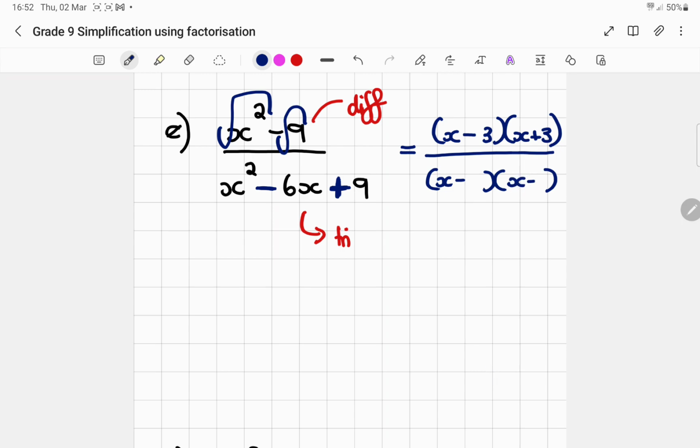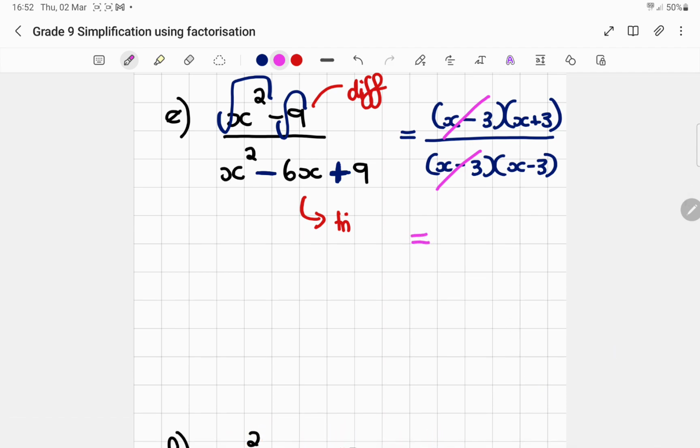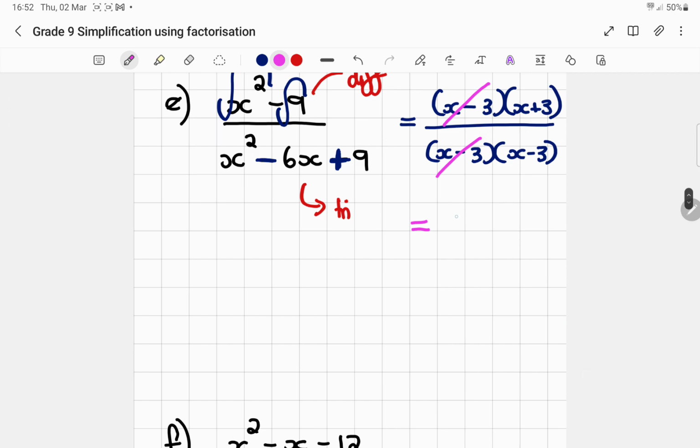And what times what gives you 9? If you add or subtract, gives you 6. It's 3 and 3. Now, very important. You cannot go 1, 2, 3. No. It's 1 for 1 cancelling. So I can only cancel 1 on top with 1 at the bottom. Not somewhere 1 with 4 or 1 with 3 or 1 with 2. 1 for 1.